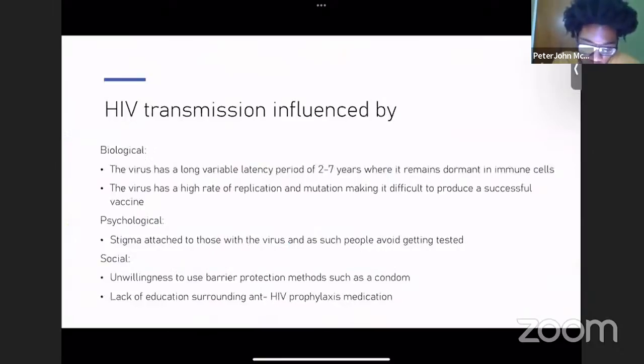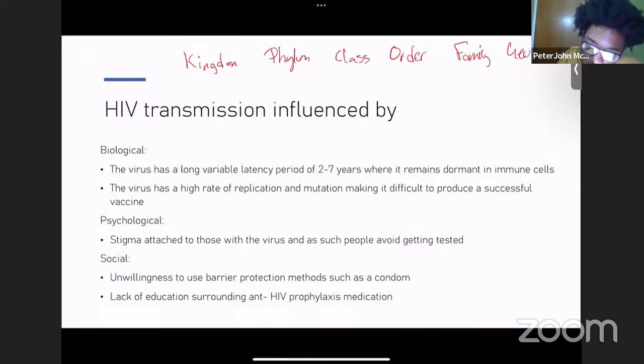Kingdoms, what about it? What is it? Kingdom, phylum, class, order, family, genus, species. All right, menstrual cycle, cool.